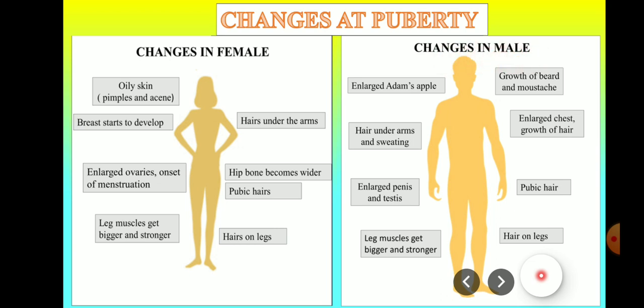Changes in males. Enlarged Adam's apple, growth of beard and mustache, growing of hair under the arms and sweating, enlarged chest and also the growth of hair, enlarged penis and testes, growing of pubic hair, leg muscles get bigger and stronger, and growing of hair on legs.